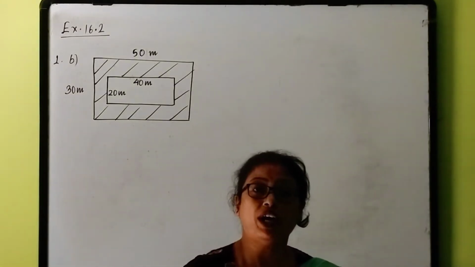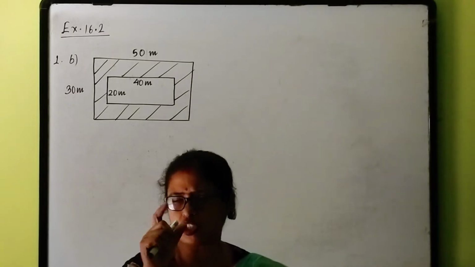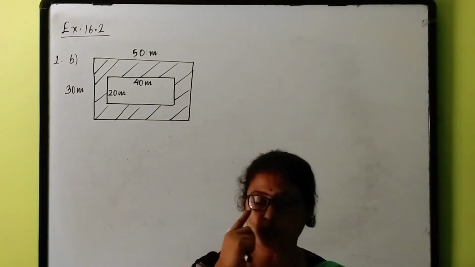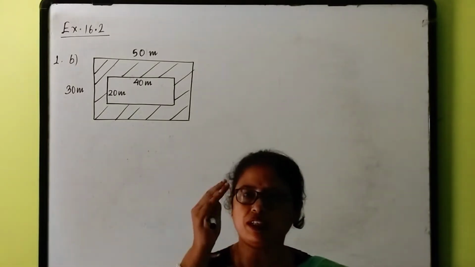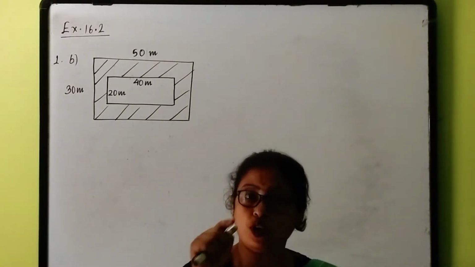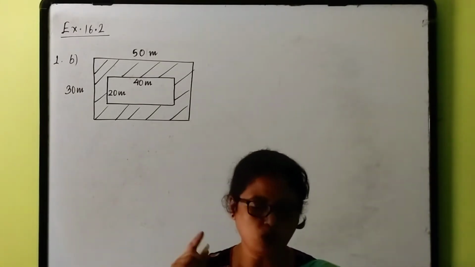Question number 1a, you omit this, because here some information is absent. So I am not putting it. I could put it on my own, but I am not, because B is the same as question number A. So omit question number A, no need to try for it. Let us do question number 1B.